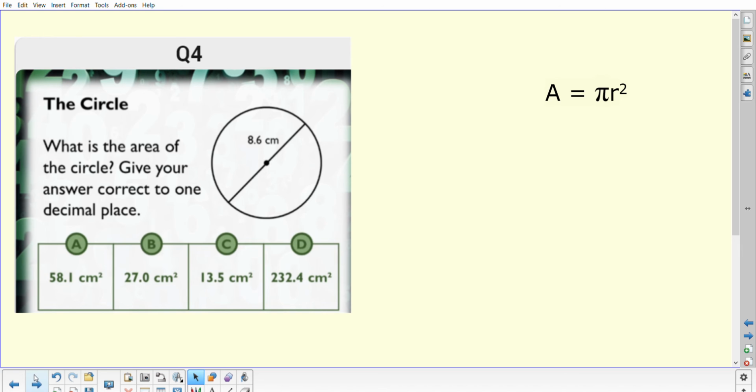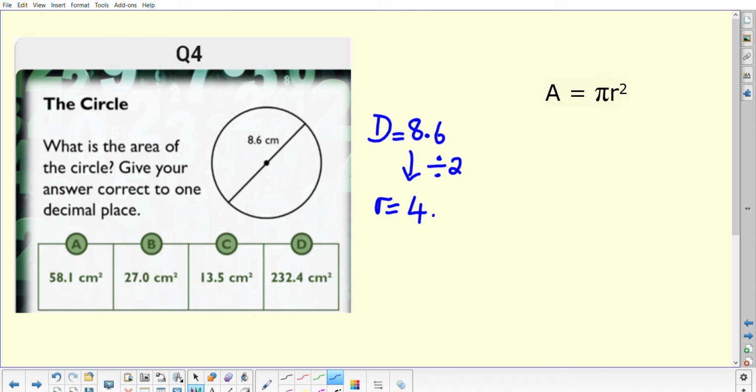And again, notice here that you have in fact been given the distance from one side of the circle all the way through the centre to the other. So in other words, you've been given the diameter. But we know that the measurement that we need to work out the area is the radius. So we have to begin this process by first of all working out the radius, and that means halving your diameter. So your radius here would be 4.3 centimetres. So that's the first bit.